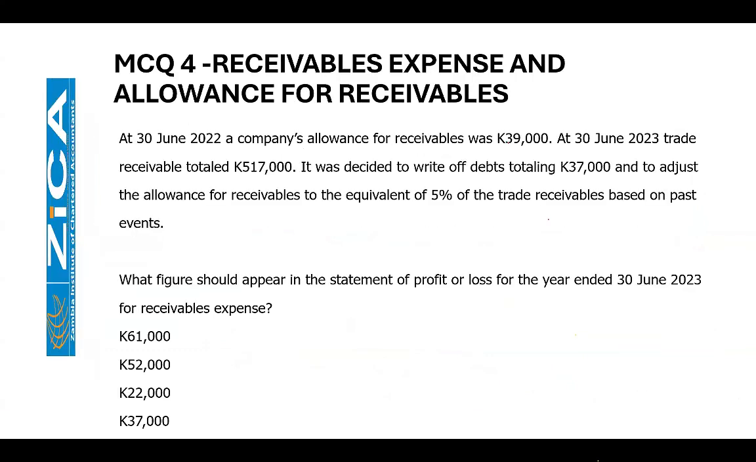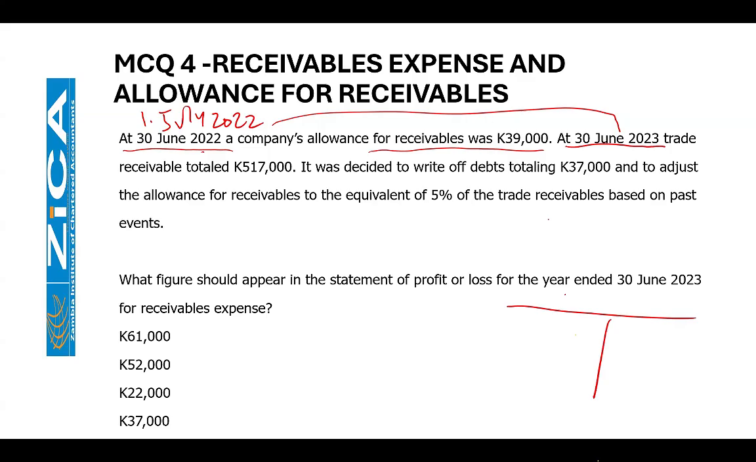So let me see if we can look at a question. So here at 30th June 2022, a company's allowance for receivables was 39,000. Okay, that's 2022. Now at 30 June 2023. So 30 June 2022 is as good as the 1st July 2022, which is the start of the year ending 30 June 2023. Basically, we are being told an opening allowance of 39, which in the account allowance for receivables sits like this.